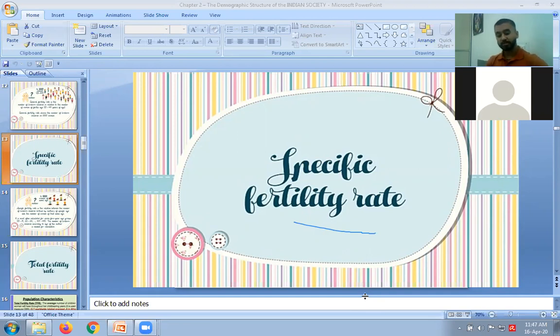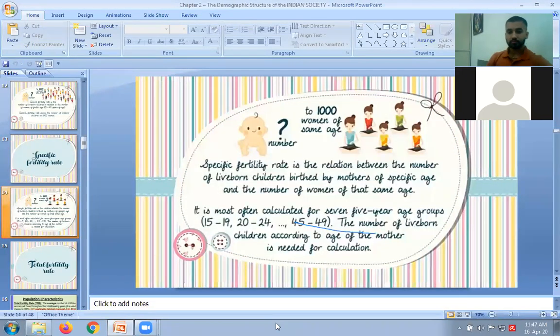So we're going to understand specific fertility rate: for a woman who is 25 years of age or 30 years of age, what is their fertility rate? How many children can a woman of a specific age give birth to? We're going to understand that particular aspect in specific fertility rate. All right, now you can see the definition right here. Specific fertility rate is the relation between the number of live born children birthed by a mother of specific age.